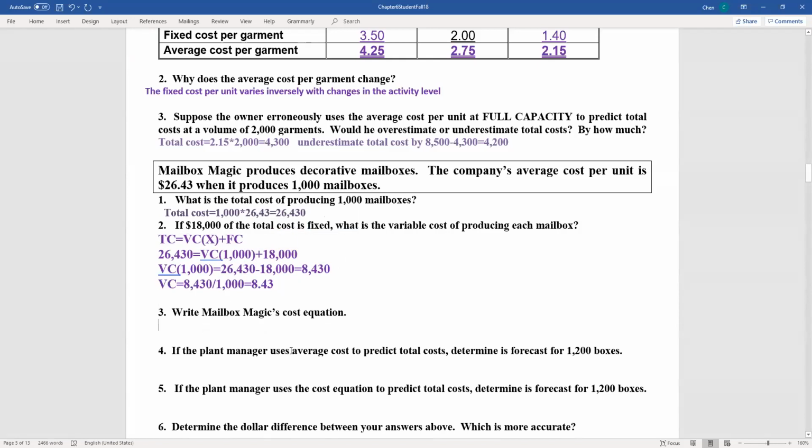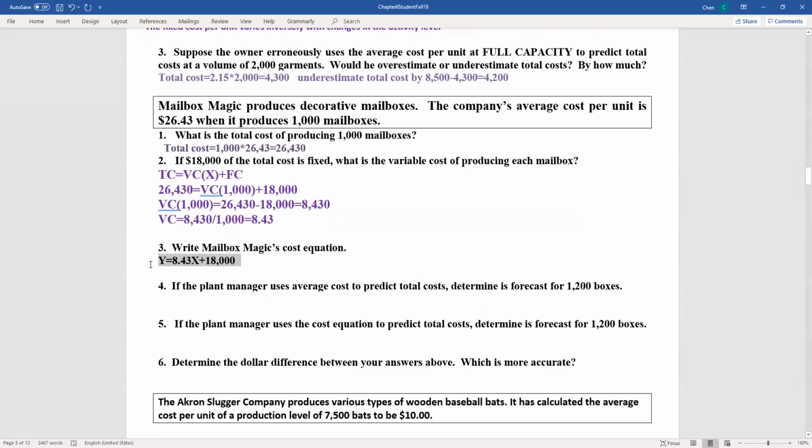Next, write Mailbox Magic's cost equation. So cost equation, y would be equal to VC. What is the VC here? 8.43. Okay. X plus fixed cost $18,000. Okay, so this is Mailbox Magic's cost equation.